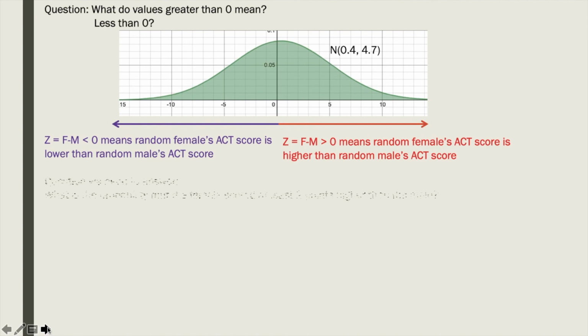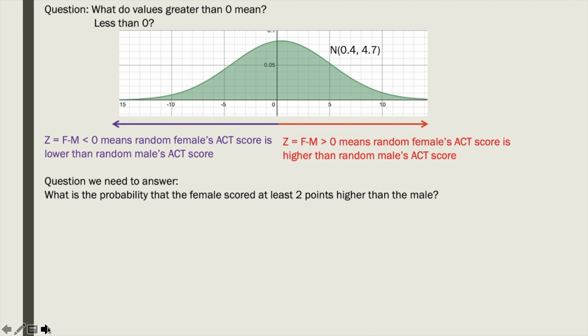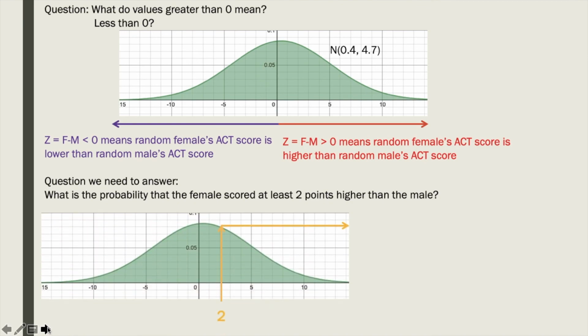But that's actually not going to help us answer the question we need to answer. The question we need to answer is, what is the probability that the female scored at least 2 points higher than the male when I chose a random female and a random male? So we're going to look for where 2 is on our graph. So now I have this graph and I find 2 on my graph and I think about this question. If I want to know the probability that a female scored at least 2 points higher, then that means I would want to look at the values of 2 or higher on this particular normal distribution.